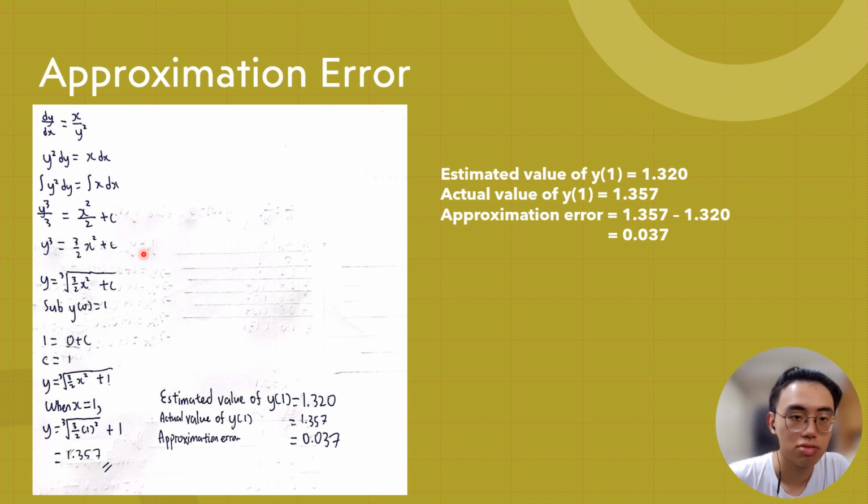Now we can find the value of c by plugging in the initial values of x equals 0 and y equals 1, giving us c equals 1. Now that we have the equation, we can find the value of y(1). By plugging in the values, y(1) is actually 1.357 compared to the approximated value of 1.320. Hence, we can see that there's an approximation error of 0.037 after you subtract the estimated value of y from the actual value of y.